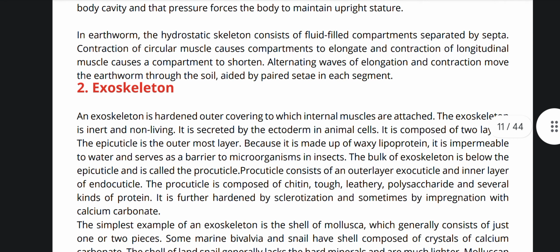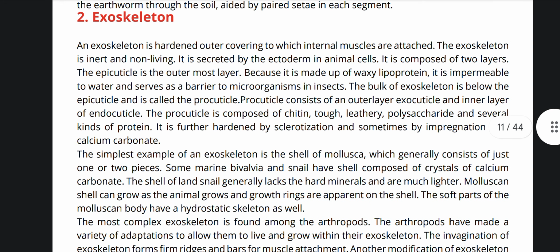While in the earthworm, the hydrostatic skeleton consists of fluid-filled compartments separated by septa. Contraction of circular muscle causes compartments to elongate, and contraction of longitudinal muscles causes a compartment to shorten. Alternating waves of elongation and contraction move the earthworm through the soil, aided by a paired seta in each segment.